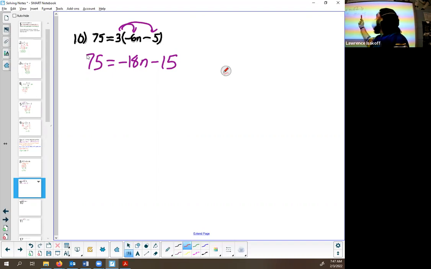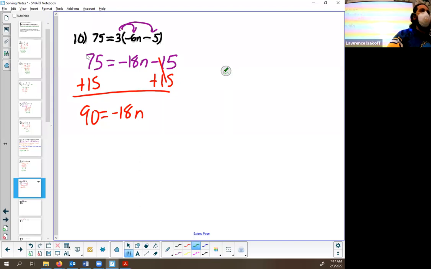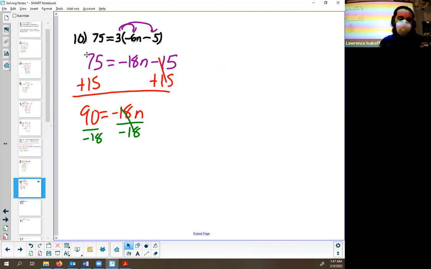So what am I going to do first to finish solving this up? Yep, add 15 to both sides, because it's a minus 15. And that gives me 90 is equal to negative 18n. And now what will I do here? Divide by negative 18.